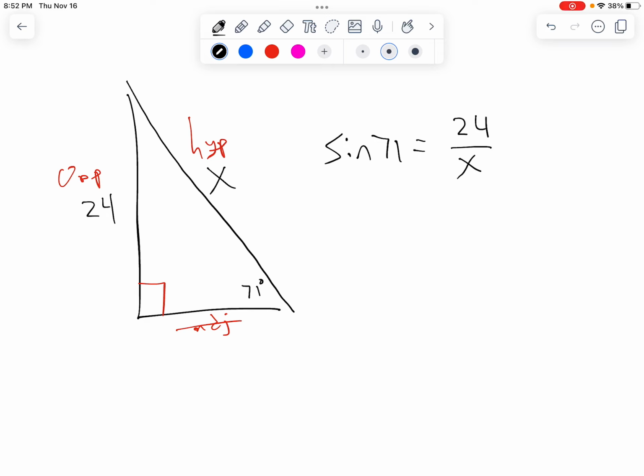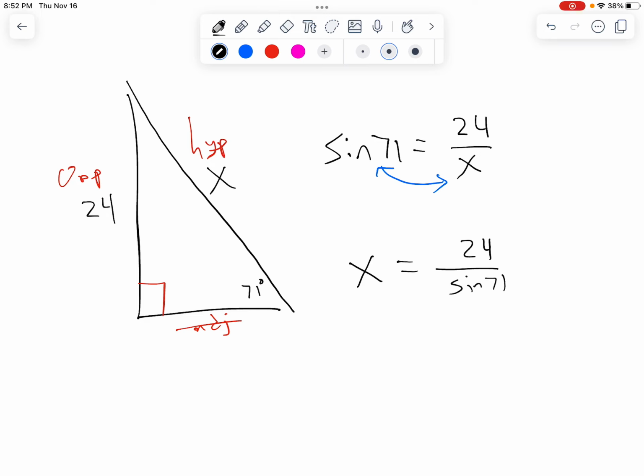Now we can do some algebra here to get x by itself, but there is this nifty little trick that I want you to memorize. We can change places between this term and this term. So we can rewrite this now as x equals 24 over the sine of 71.